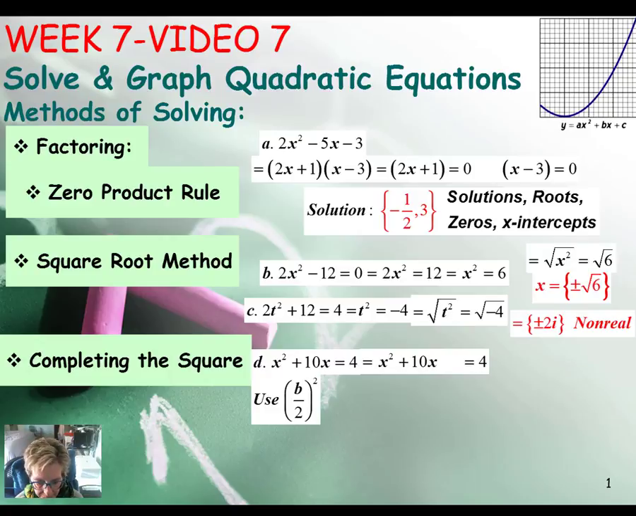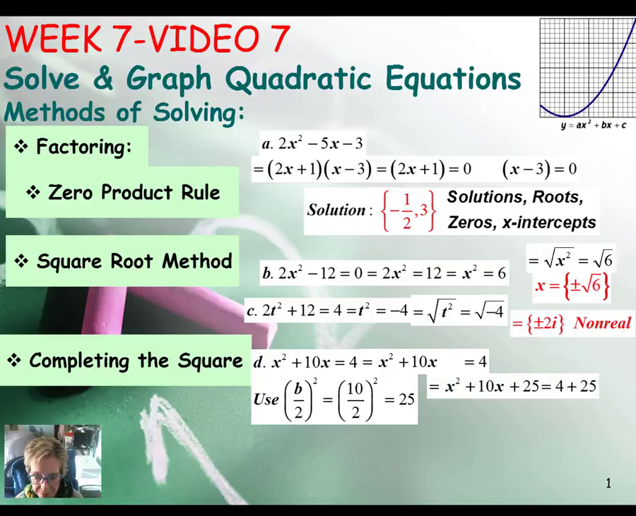My b is 10, so I take 10 divided by 2, which is 5, square it, and the perfect square term I'm going to add is 25. I'll add 25 to both sides. Now, as you can see, I have a perfect square trinomial on the left-hand side. I'm going to factor that, combine my 4 and 25 on the right side, and now I have the quantity of x plus 5 squared equals 29.